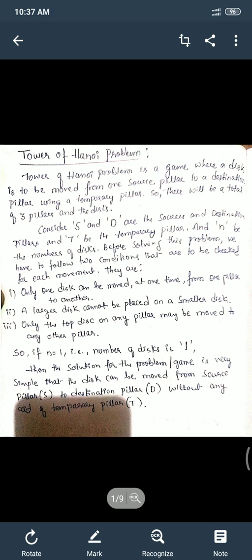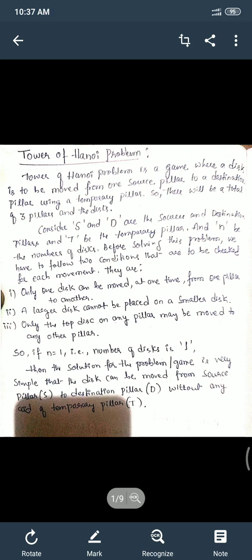The first condition: only one disk can be moved at one time from one pillar to another pillar. The second condition is a larger disk cannot be placed on a smaller disk. And the third one is only the top disk of any pillar may be moved to any other pillar. So earlier I told you only 2 conditions, but actually we have 3 conditions to be followed in order to play this game.